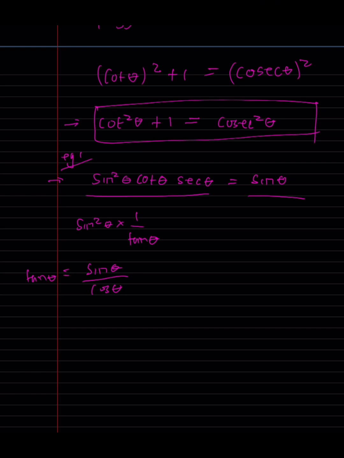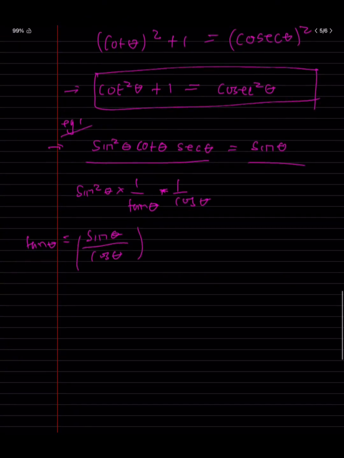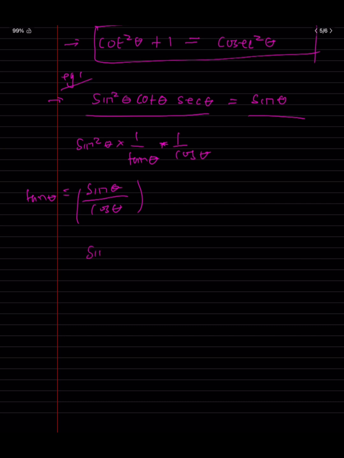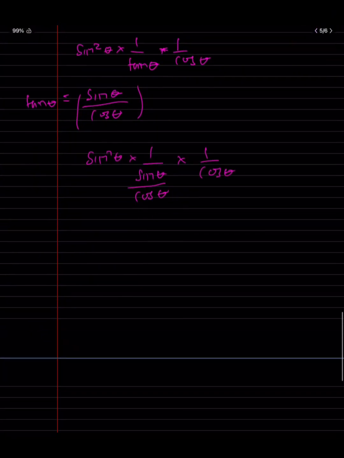But before that, let's also replace the sec theta. The sec theta is the reciprocal of the cos theta, so it is multiplied by 1 over cos theta. If tan theta is sine theta over cos theta, we can replace it and we get sine squared theta multiplied by 1 over sine theta over cos theta, multiplied by 1 over cos theta. How do we simplify? We get sine squared theta multiplied by cos theta over sine theta, multiplied by 1 over cos theta.